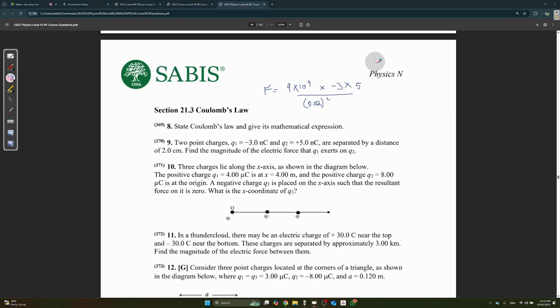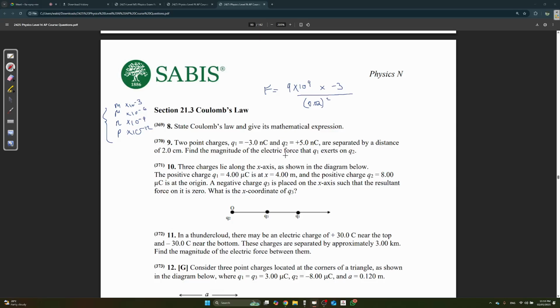This is nanocoulomb. So the unit for nano, by the way, in case you see these: obviously milli is times 10 to the power of -3. Micro is times 10 to the power of -6. Nano is times 10 to the power of -9. And pico, which is denoted by this, is times 10 to the power of -12. Okay, if you see these.